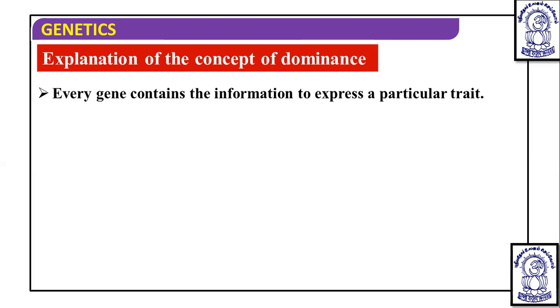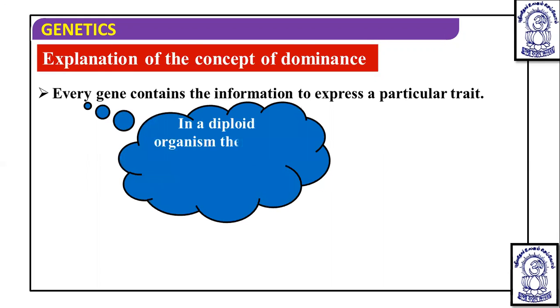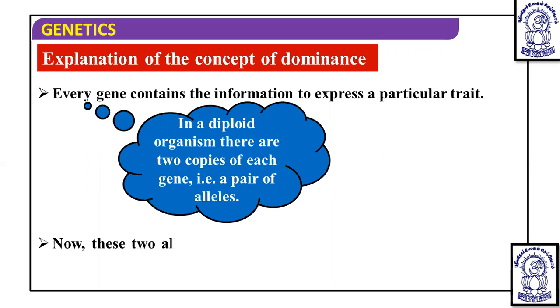Any gene you take, we generally give names like A, B, C. Sometimes we give a name like X, Y, Z. Whatever the name given to the gene, that gene has information to express a particular trait. In a diploid organism, there are two copies of a gene, known as a pair of alleles. But in haploid, there is only one gene, one allele. In diploid, there are two alleles on the homologous chromosomes at the same locus.